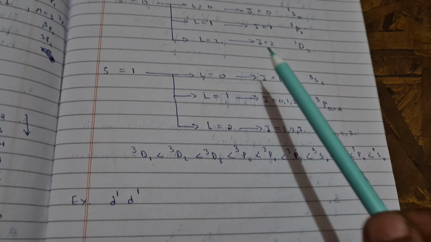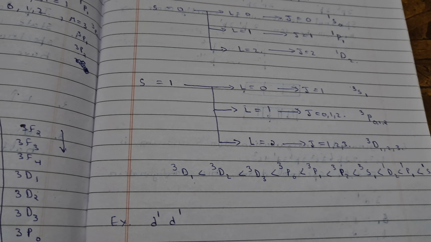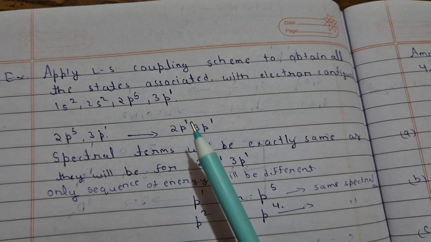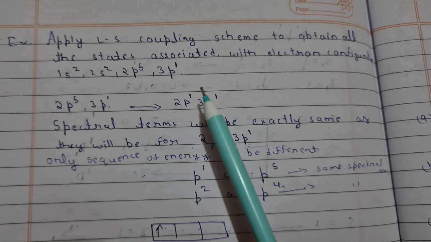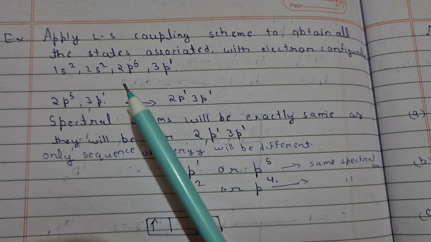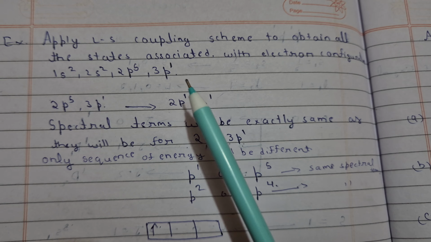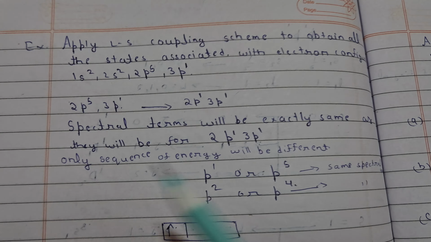You can just solve this similarly, for d1 d1 also it will be the same. Okay, now you can also solve some more examples. Let us apply the LS coupling scheme to obtain all the states associated with the electron configuration 1s2, 2s2, 2p5, 3p1. So which will contribute in this? This 2p5 and 3p1 will contribute, the others are paired up.